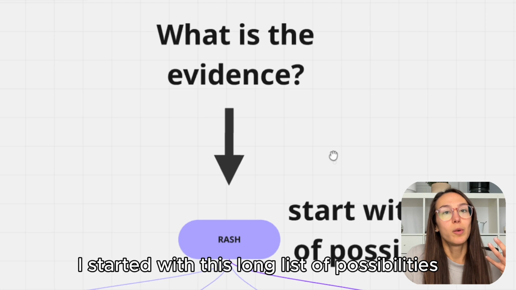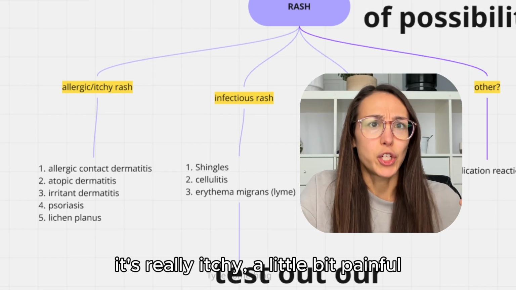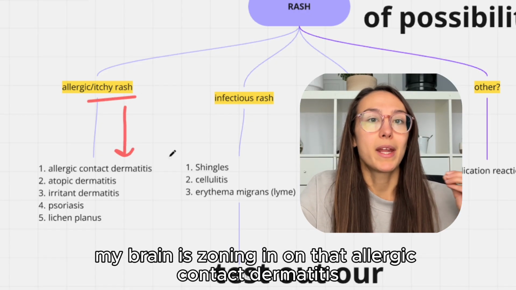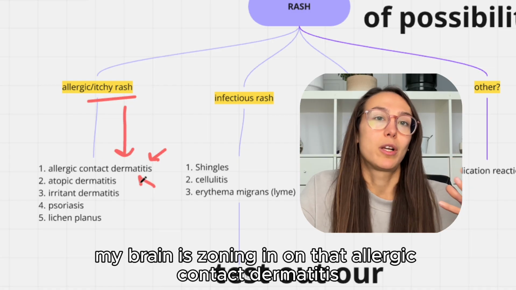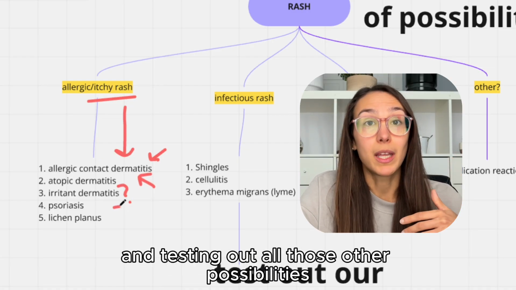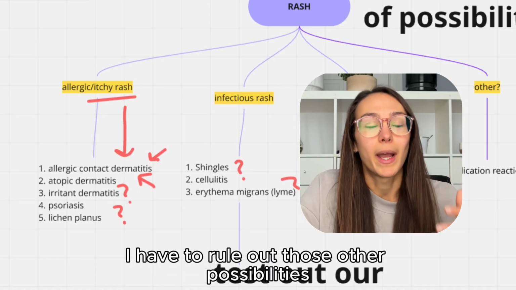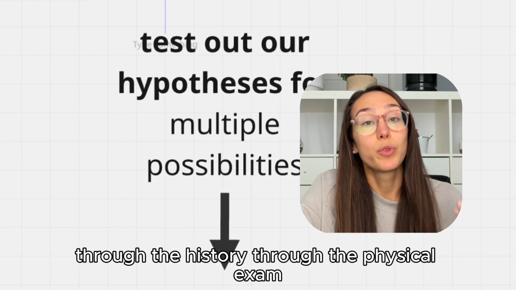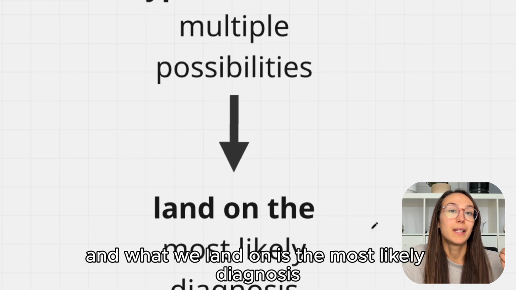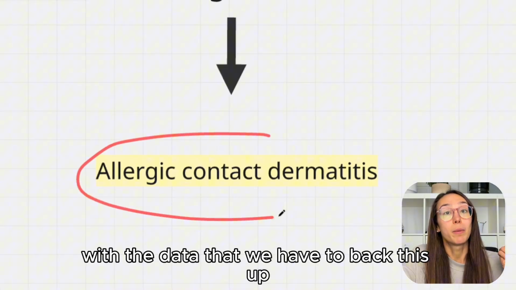Well, again, I started with this long list of possibilities, but as soon as that guy said, hey, it's really itchy, a little bit painful, but not too bad, it's not spreading, immediately my brain's zoning in on that allergic contact dermatitis. But I'm still going ahead and testing out all those other possibilities, like the cellulitis, the shingles, the erythema migrans rash, because I have to. I have to rule out those other possibilities through the history, through the physical exam. And what we land on is the most likely diagnosis, the most probable disease with the data that we have to back this up.